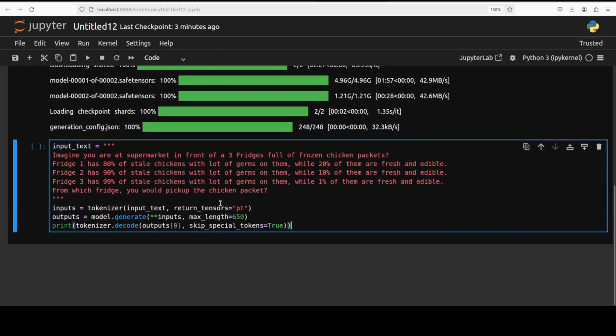So first up, I'm asking it: imagine you are at a supermarket in front of three fridges full of frozen chicken packets. Fridge 1 has 80% of stale chicken with lot of germs on them, while 20% of them are fresh and edible. And then similarly, fridge 2 has 90% of stale chicken, only 10% is okay. Fridge 3 has 99% of stale chickens with lot of germs on them, while 1% of them are fresh and edible. From which fridge would you pick up the chicken packet? Let's see what model says.